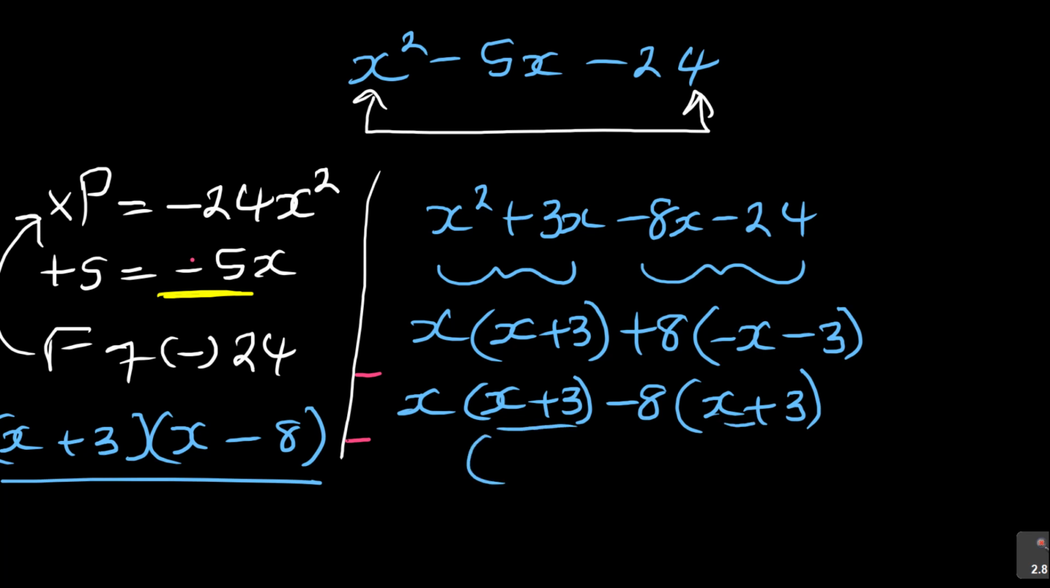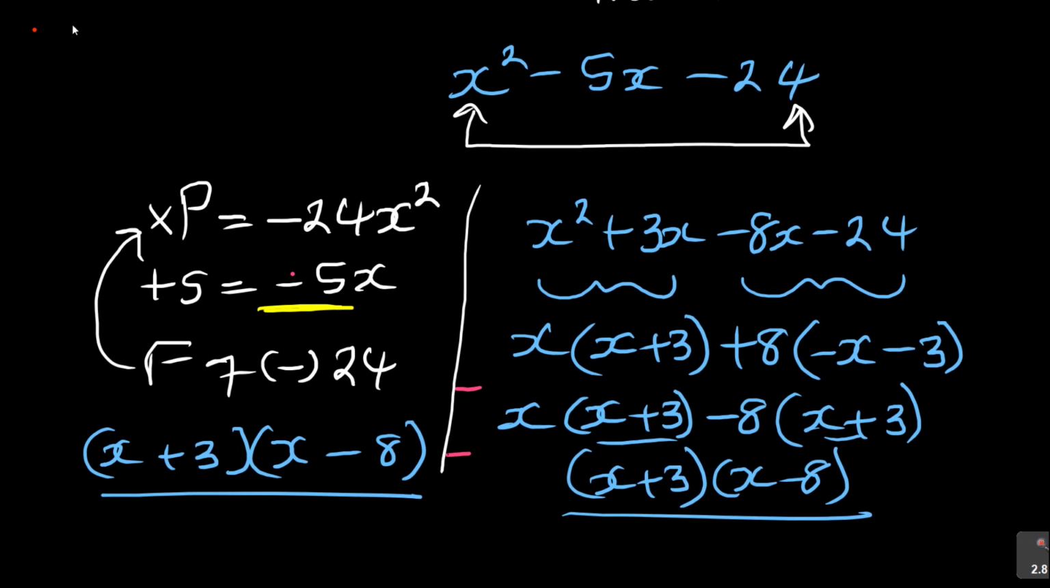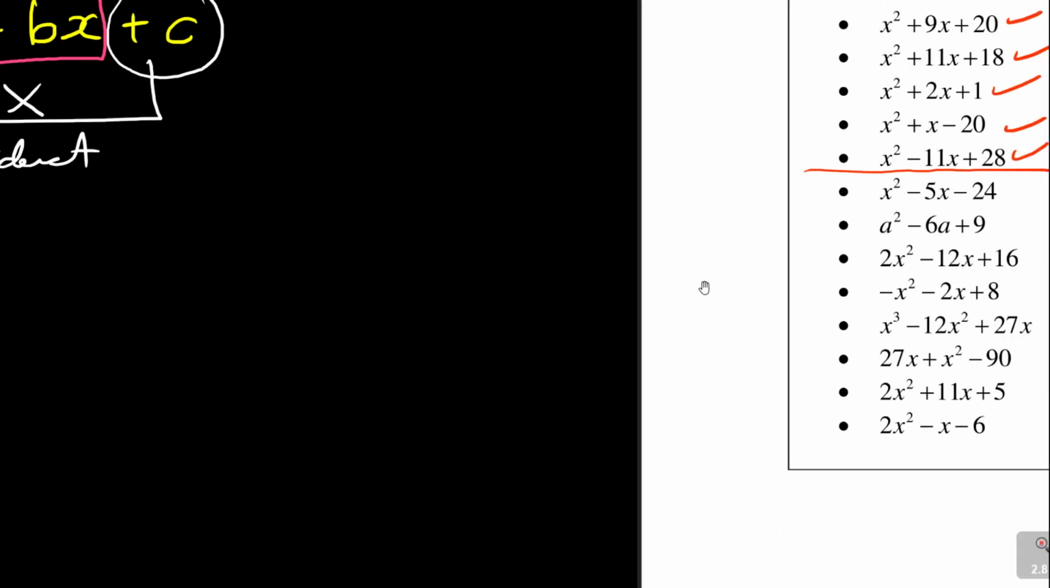Then look at it, it's the same now. That's the aim. Make it the same. X plus 3, outside the bracket is what? X minus 8. Done. That's how you factorize that. Difficult? Not really. Can you do it? I think so. So let's get it done and move on to the next one.